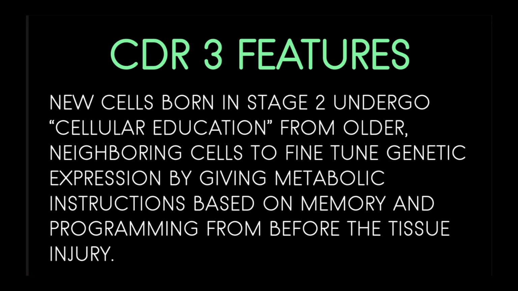So new cells that are born in stage 2 undergo cellular education from older neighboring cells to fine-tune genetic expression by giving metabolic instructions based on memory and programming from before the tissue injury. So all that to say is that the cells that have been around for a while know the deal, and they know what proteins to produce, and they know about the body they're in, and they know about the environment that they've been in, and so they have this memory. And so now they are teaching the new cells how to behave and how to be a part of this tissue based on what they know.